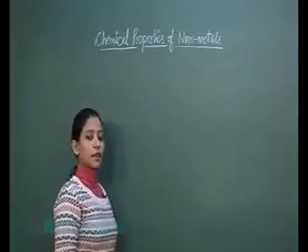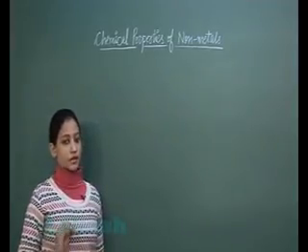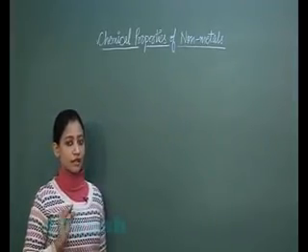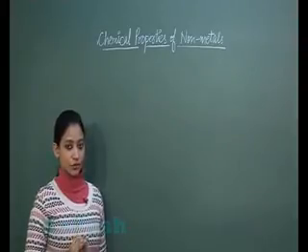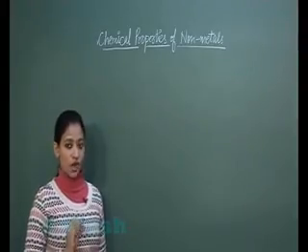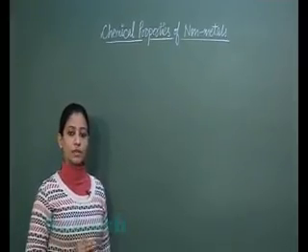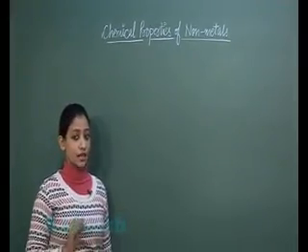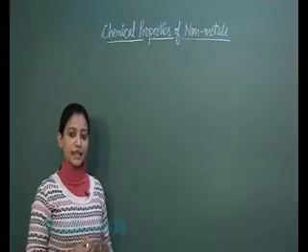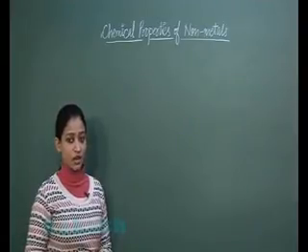When we studied the chemical properties of metals, we discussed that metals have a tendency to easily lose electrons to form positively charged ions known as cations. And the reason for the chemical properties of nonmetals is that they have a tendency to easily gain electrons to form negatively charged ions.